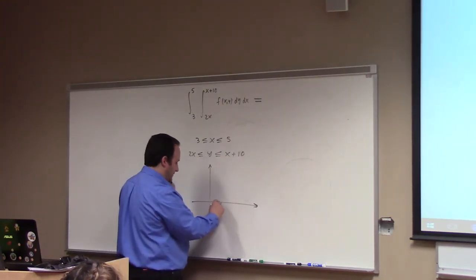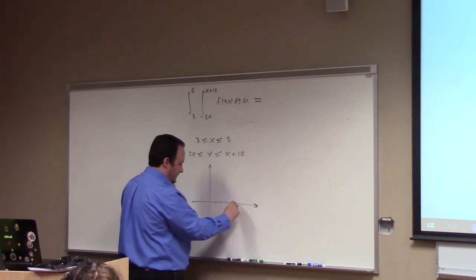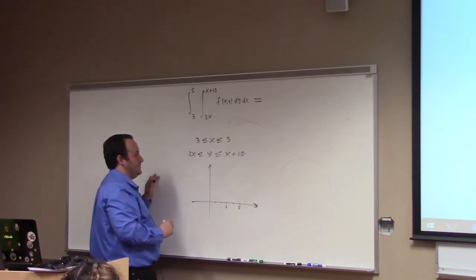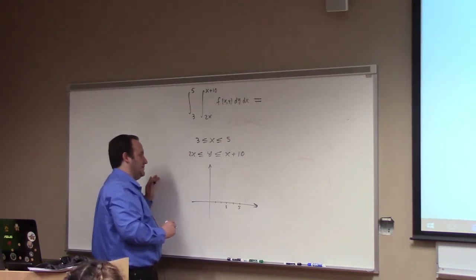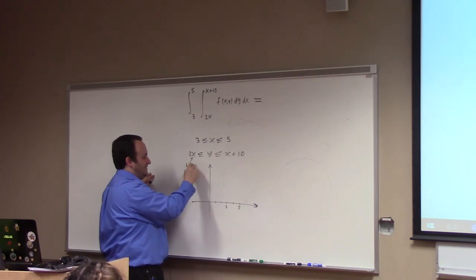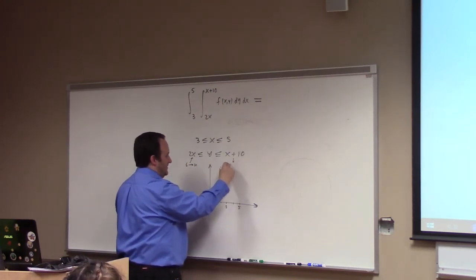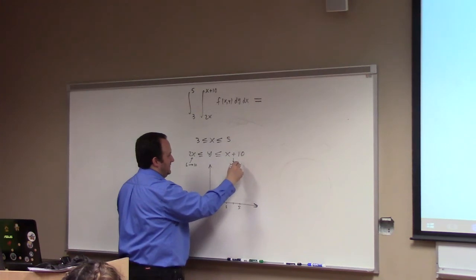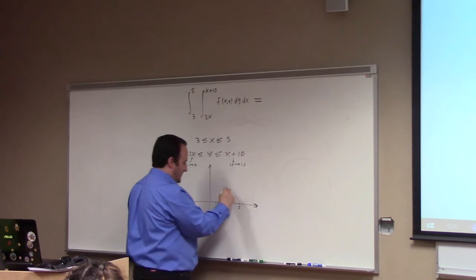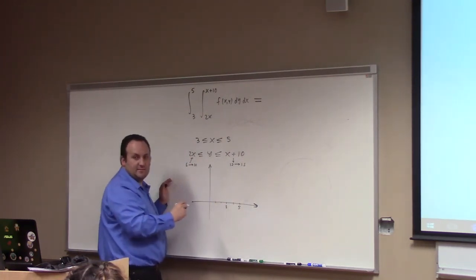So here's my 3, here's my 5, roughly speaking. 2x. What's 2x do between 3 and 5? It starts at 6, 6 to 10. What's the other one do? So this is ranging from 6 to 10, and this one's doing what? 13 to 15? Hooray! Okay, so it worked. Although I may regret it.